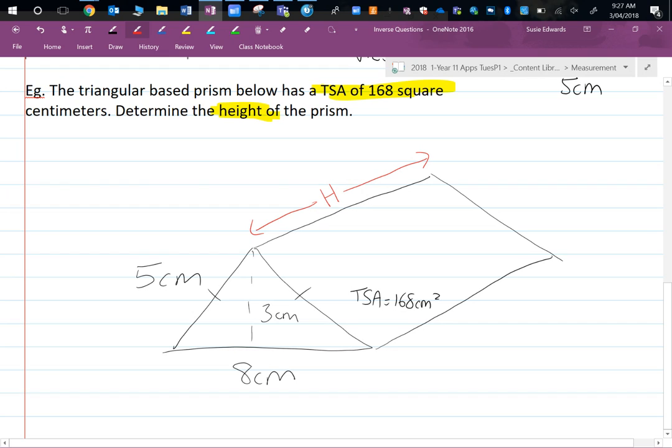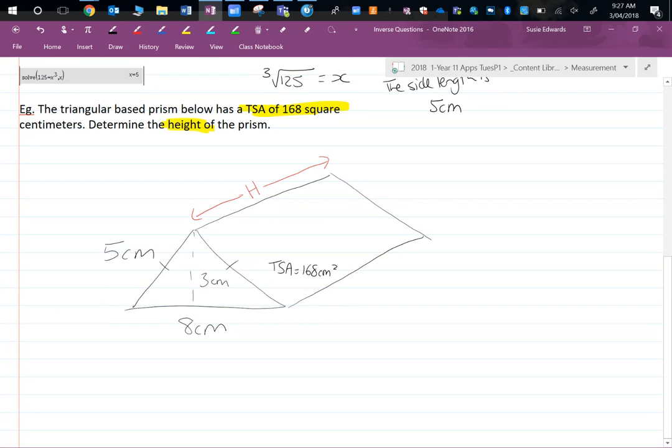Now, this is the sort of question where most people go straight to doing the volume and they're like, this is easy. But this question isn't asking us about volume. It's asking us about surface area. So how would we find the surface area of this shape? We know it's 168, but how would we get to that 168? We'd have to find the areas of what? Two triangles and three rectangles.